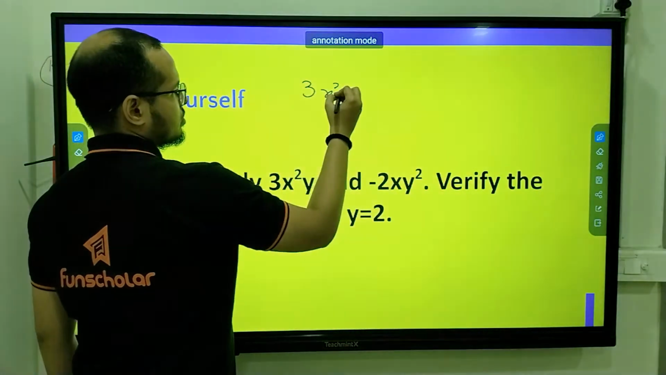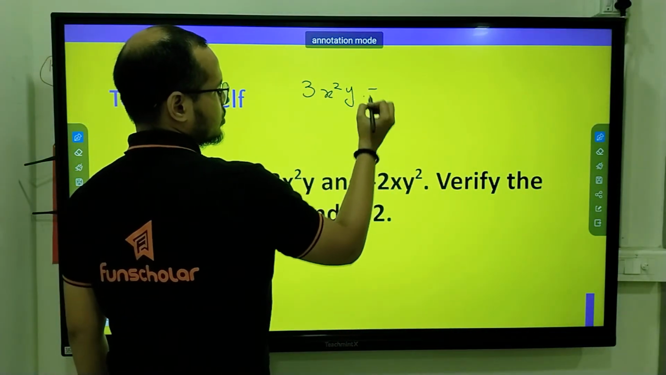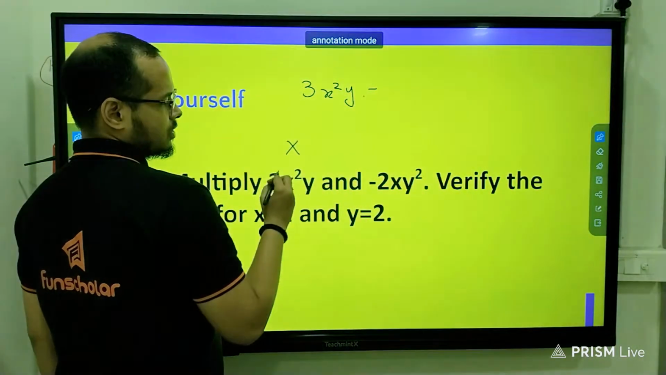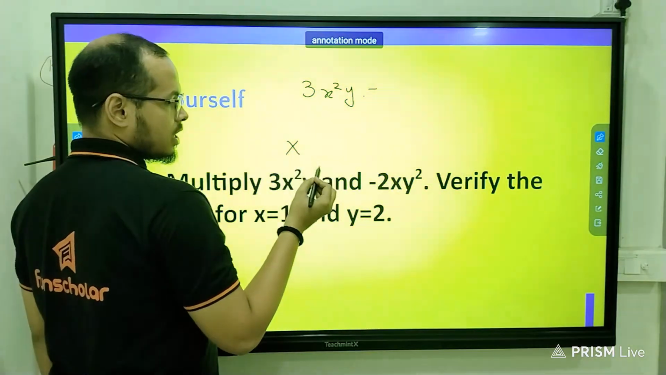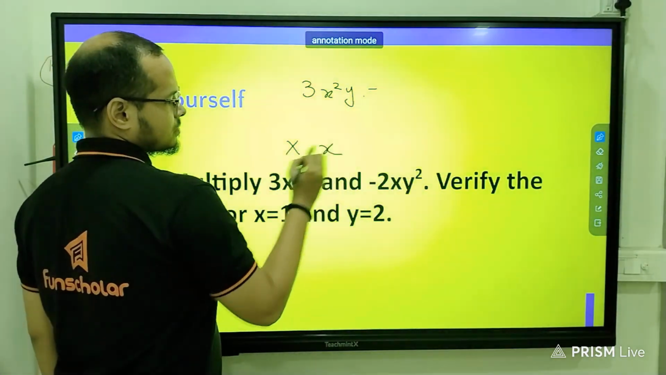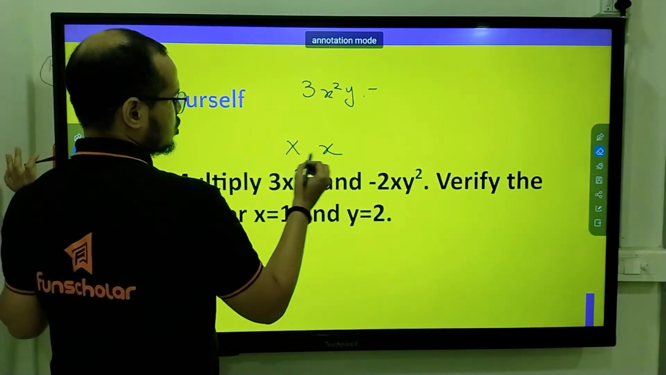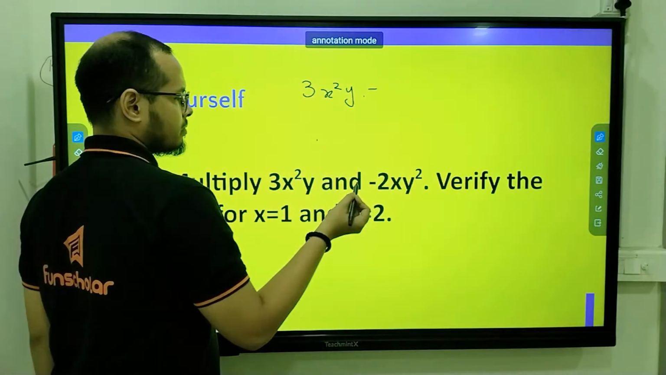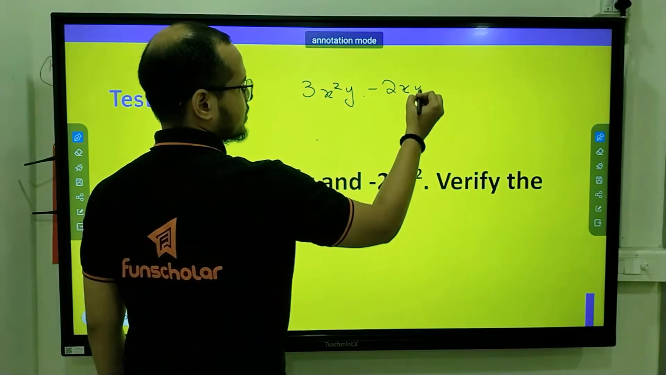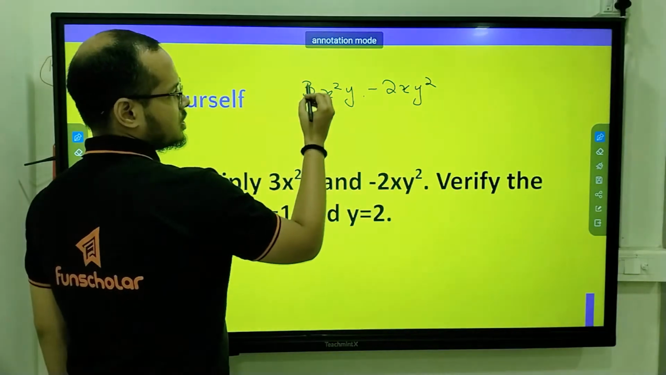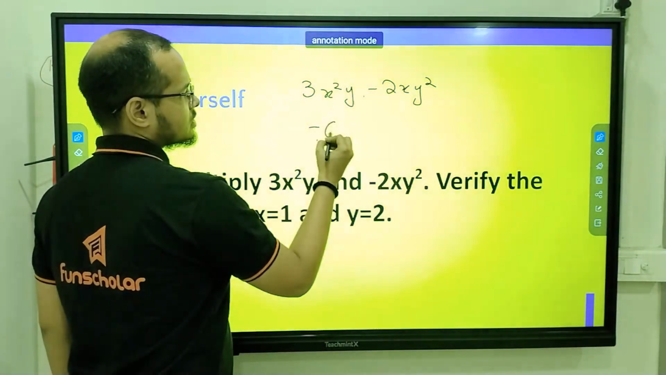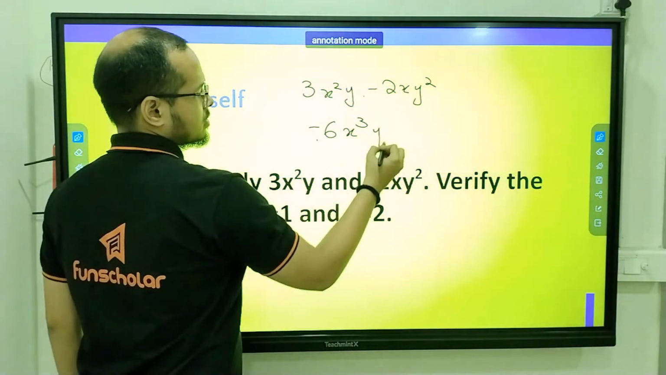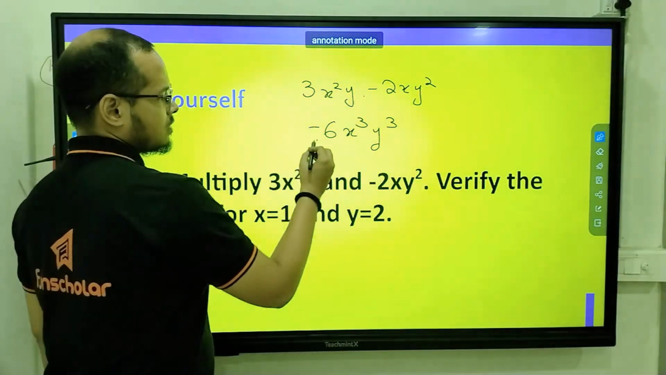So 3x²y into, and "into" is written by a dot in case of algebra, because if you write ×, it might get confused with x. So we are writing a dot. Dot is actually the representation of multiplication only. So (−2xy)². Okay. So 3 into −2 is −6, x² plus 1, so x³y³. Okay, so we have done the first portion.